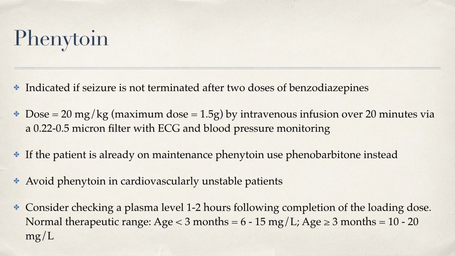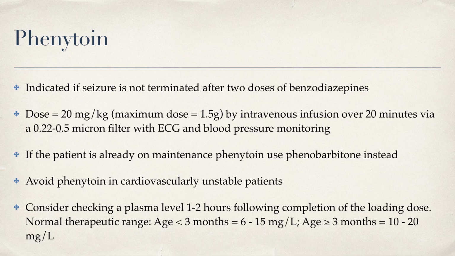If the patient's already on maintenance phenytoin, phenobarbital should be used instead, and I'm going to cover the dosing of phenobarbital shortly. The only situation where it is okay to go ahead and administer more phenytoin is if you know that the plasma phenytoin level is less than 5 milligrams per litre. Another important point that I want to stress is that phenytoin should be avoided in cardiovascularly unstable patients, and in this scenario I would use phenobarbital instead.